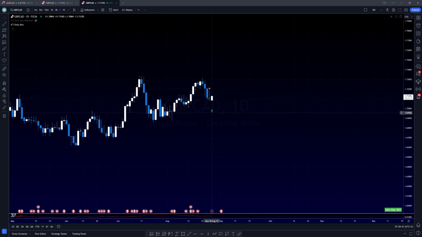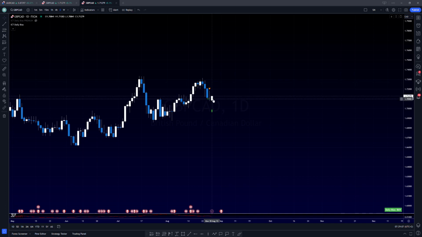So if we have buy daily bias, the price should go up from this moment for a couple of days. And if we have sell daily bias, the price should go down for a couple of days. ICT daily bias should be used on the daily time frame primarily. It is called daily bias, so it should be used on the daily time frame.